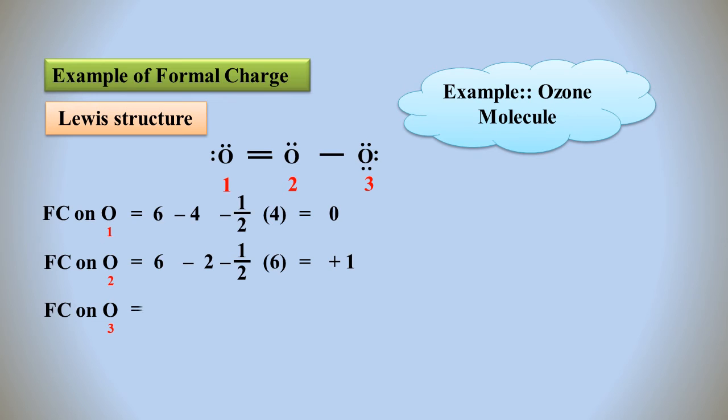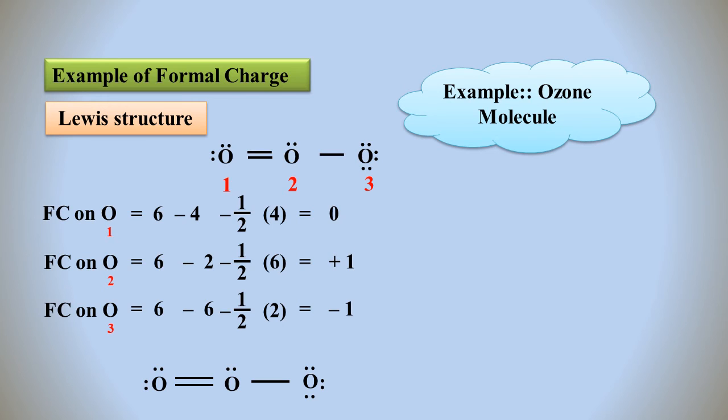Okay, we will continue. We have 6 electrons surrounding the oxygen in the normal state, minus the 6 electrons surrounding it here unpaired, minus half of 2 for making a bond, which is 1. 6 minus 6 equals 0, so we have minus 1 as the charge on the last oxygen atom in the ozone molecule.